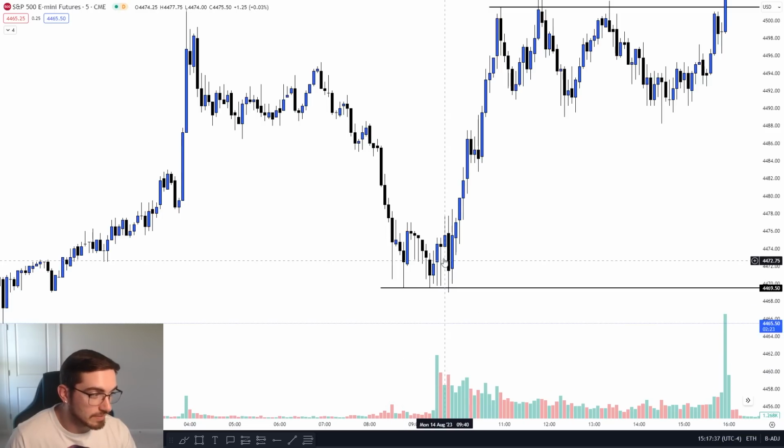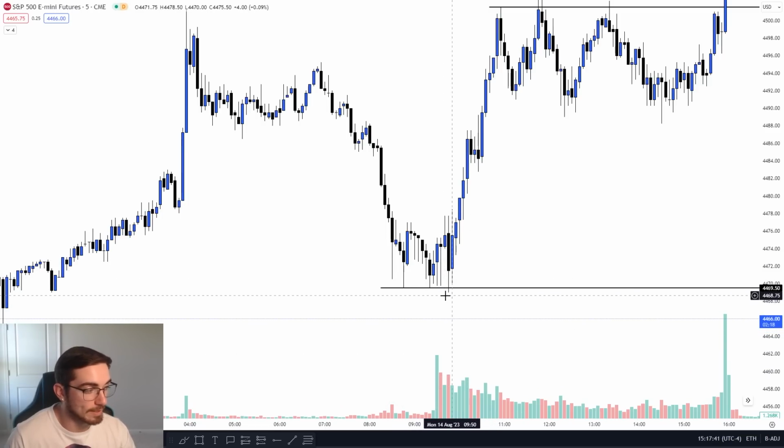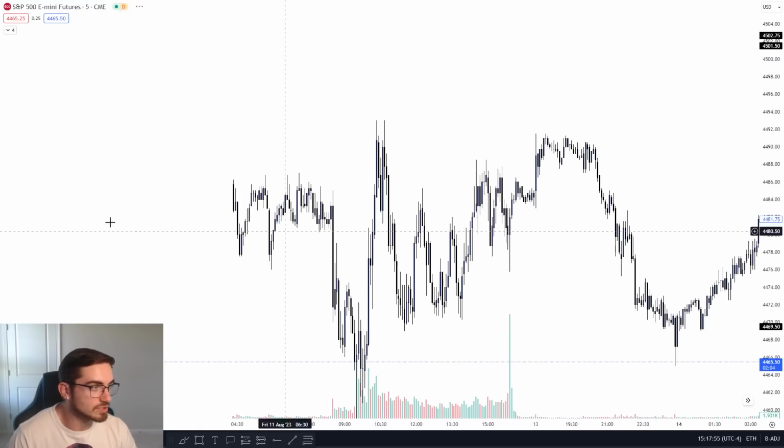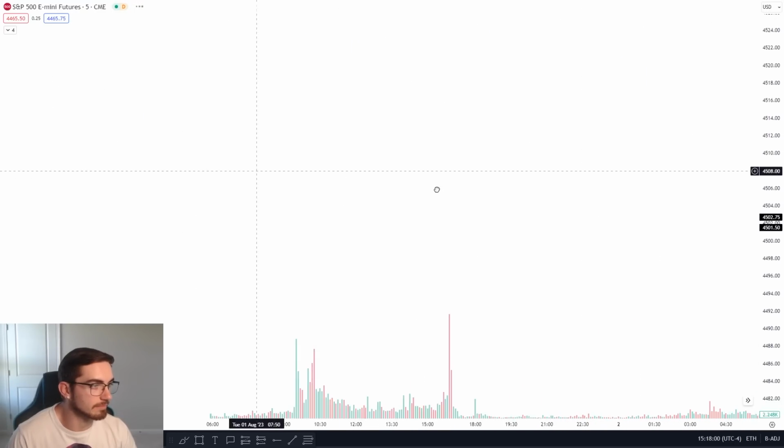So a lot of volume right there, plus the reclaim, you could have gone long with your stop loss 2 to 3 points right below this low. So that's another example. Let's just start scrolling back and let's literally go super far back and see if we can find more examples.